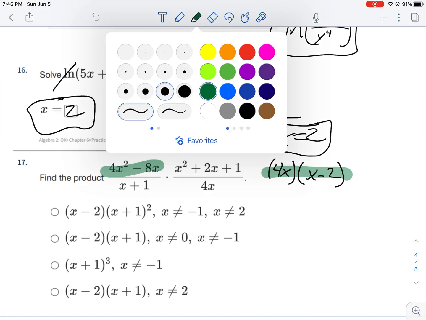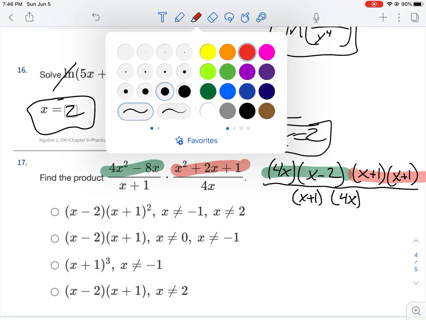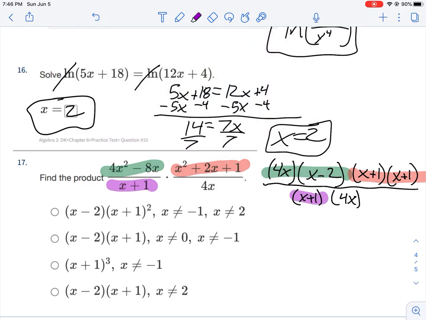This is the AC method. I'll do it off to the side here in a second. But this is going to be x plus 1 squared. It's x plus 1 times x plus 1. But we don't want to have that squared because we want to be able to have cancellations. So let's leave it x plus 1 times x plus 1. Now, in the denominator, we've got x plus 1 times 4x. Let's go ahead and throw some highlights just to show where they're coming from.